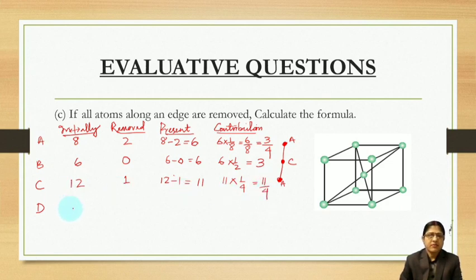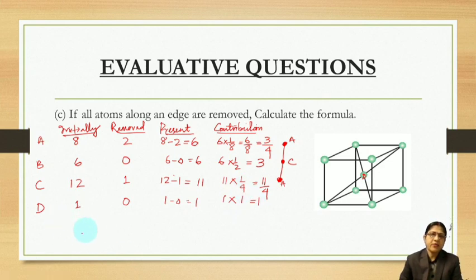Then D. D is the body center. Initially 1, removed 0, because only the atoms on an edge are to be removed. So body center is present, the center of the body. So present 1 minus 0, 1, and their contribution is 1.